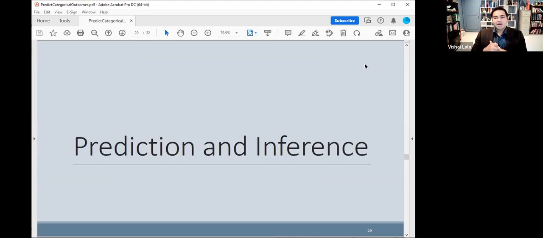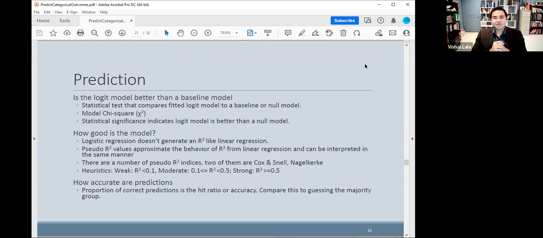Okay. Having reviewed the intuition behind logistic regression, let's look at the twin goals of prediction and inference for Logit models. Just like linear regression, logistic regression models have goals of prediction and inference. There are 3 aspects of prediction we're going to look at here. First, is the Logit model better than a baseline model? We typically want to see if our model is better than not having a model at all.